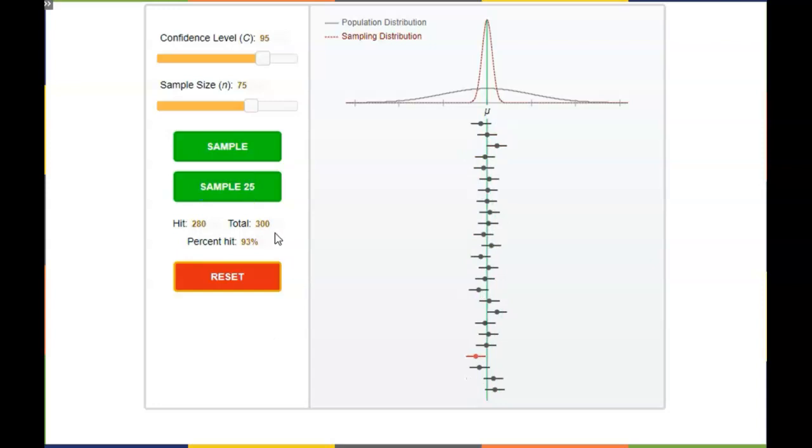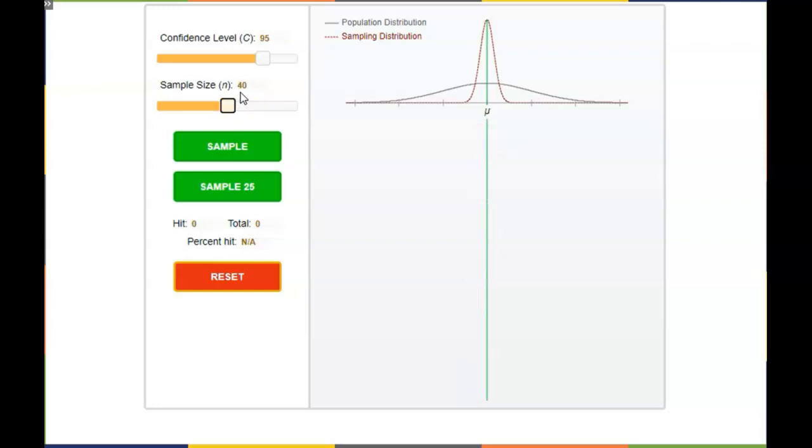All right. After 300 times running the experiment, drawing one sample, building a confidence interval, running again, building a confidence interval, out of those 300 confidence intervals, 280 did include the population mean. So we had about a success rate of 93%. I'm going to change my n size to about 40 and run this experiment again.